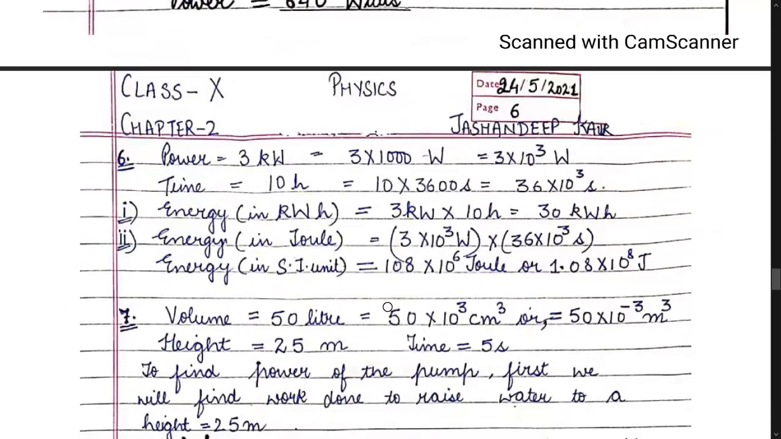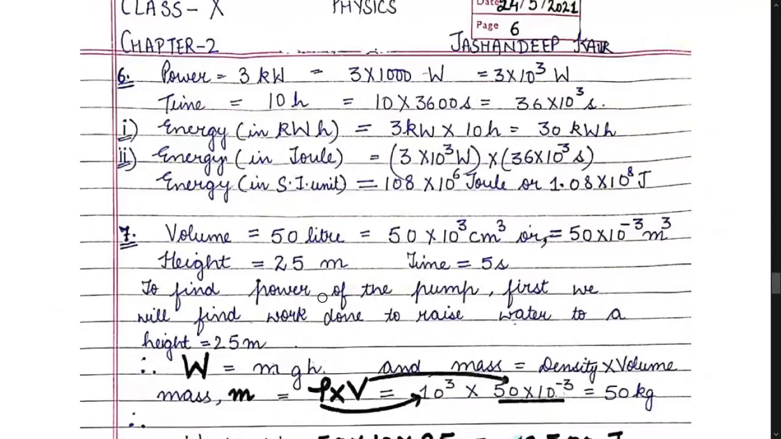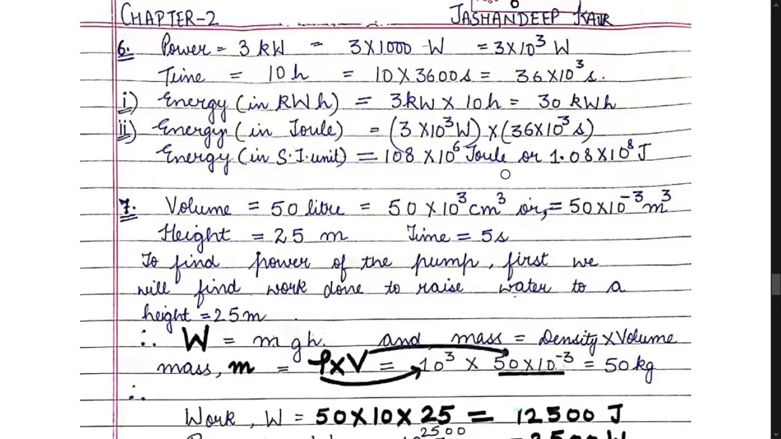And then coming to question number 6, that you can do yourself. Power is given to you. Find the power in watts. Time is given in hours. Find the answer in seconds. If you want to find energy in kilowatt hour, you will multiply power and time in the unit of kilowatt and hour. And if you want to find the answer in joule, you have to multiply the answer in watts and seconds to get the answer in SI unit.